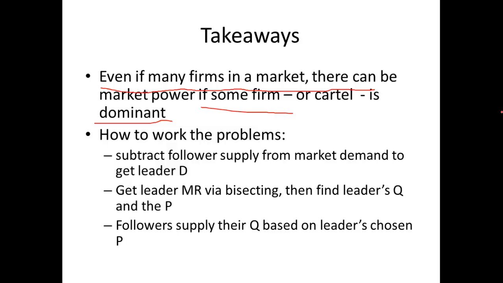First, subtract follower supply from market demand to get leader demand. Then, get the leader marginal revenue via bisecting the leader demand curve, and this allows you to find the leader's quantity and price if you put the leader marginal revenue together with the leader marginal cost. And then finally, followers supply their quantity based on the leader's chosen price, and that's a price that applies to everyone. Using those simple ideas, or maybe not so simple, you can work the problems for this kind of market structure.